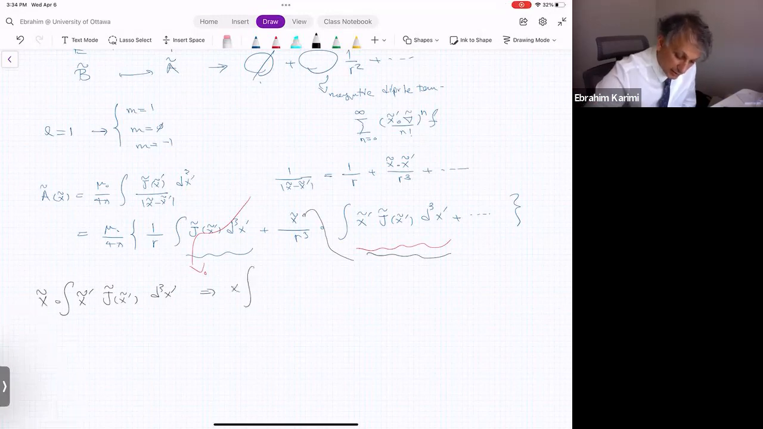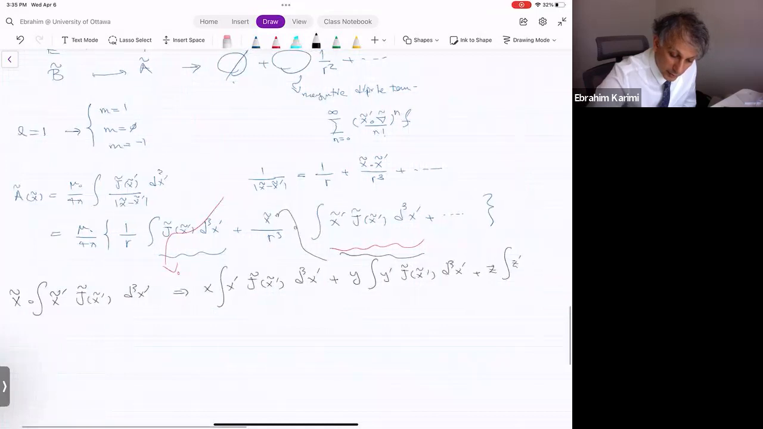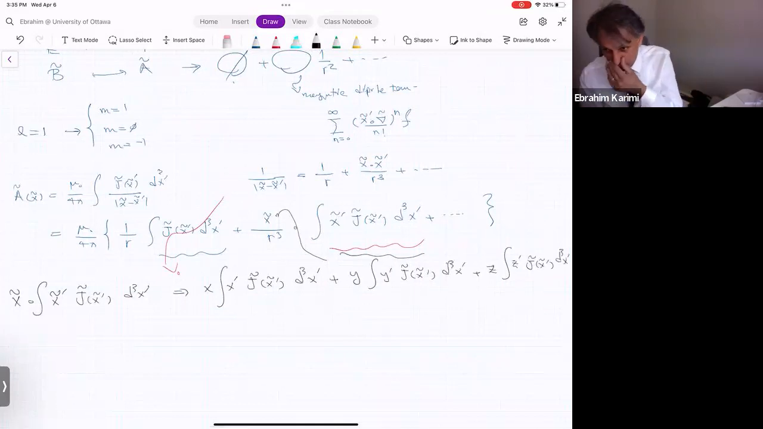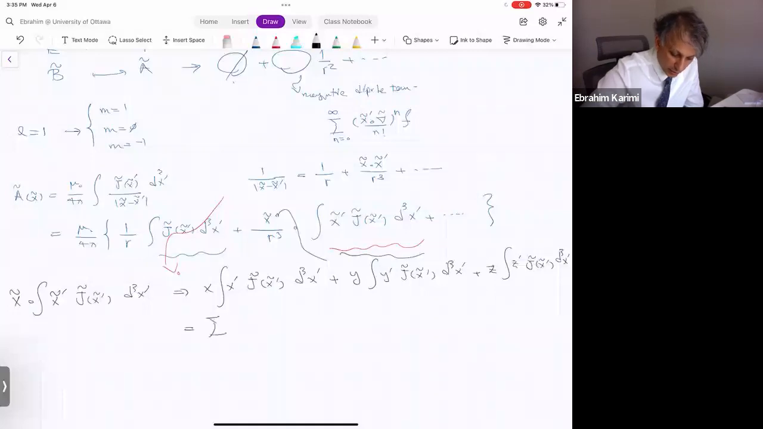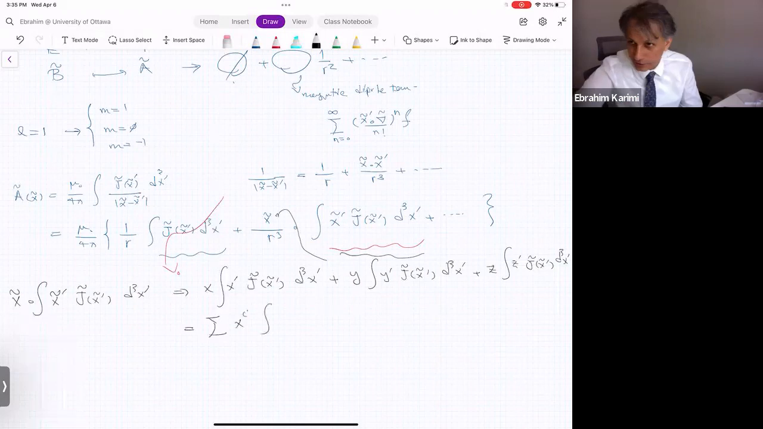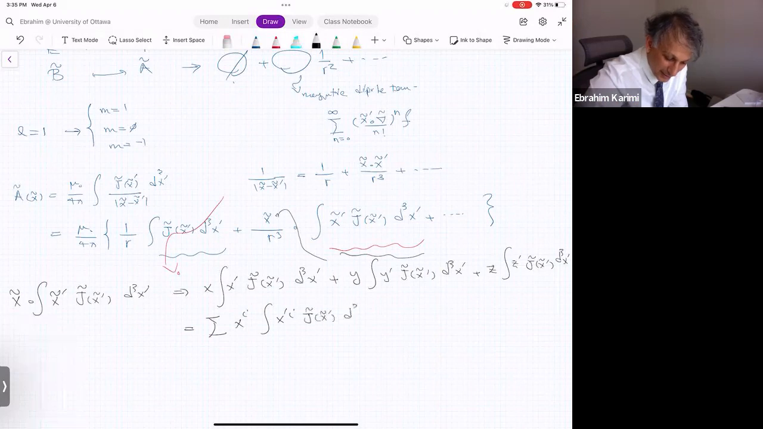Integral of x prime, j of x prime, d3x prime, plus y integral of y prime, j of x prime, d3x prime, plus z integral of z prime, j of x prime, d3 of x prime. So essentially, that is what we are dealing with. Or for short, I will write it in this way: x_i, the i component, integral of x prime_i, j of x prime, d3 of x prime. i is changing from 1 to 3. Good.